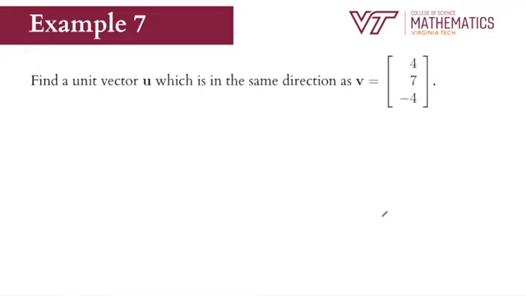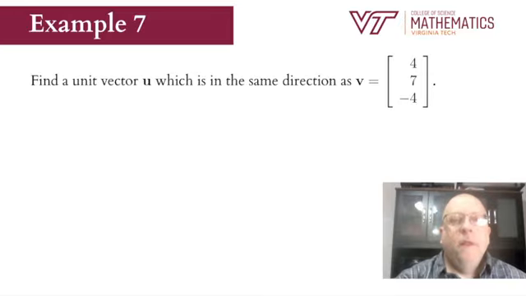Let's try another one. We will find a unit vector that is in the same direction as 4, 7, and negative 4. So the first thing we're going to do is find out how long is the vector v.